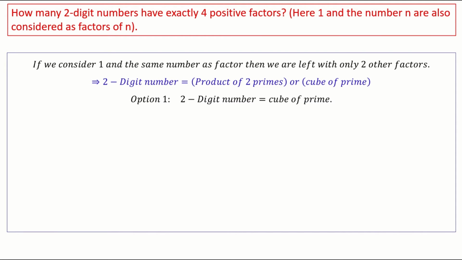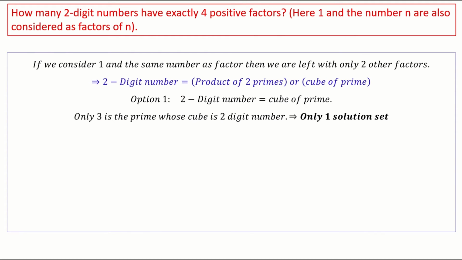Okay, so let's take option one. The two-digit number is a cube of a prime. Let's assume. So it's very easy. Only three is possible because three cube is 27. Two cube is 8, and the next prime is 5, and 5 cube is more than 100, 125, right? 4 cube is 64, but 4 cube is equivalent to 2 power 6, so that is a product of 6 numbers, not 3. Okay, so only one solution is possible with option 1.